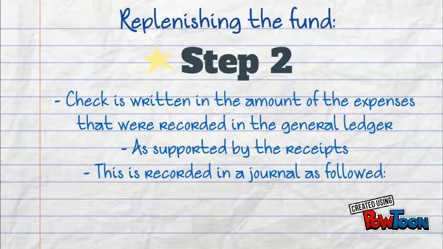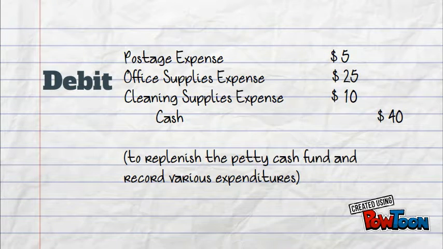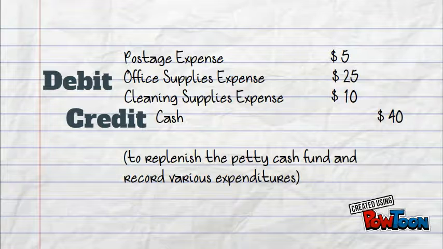Secondly, a check is written to the custodian of the petty cash fund for the amount of the expenses that were recorded in the general ledger. This process is recorded in a journal entry by debiting each receipted expense and crediting the total of the qualifying expenditures.